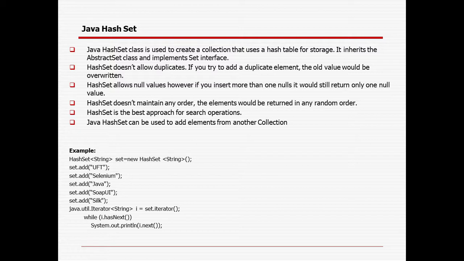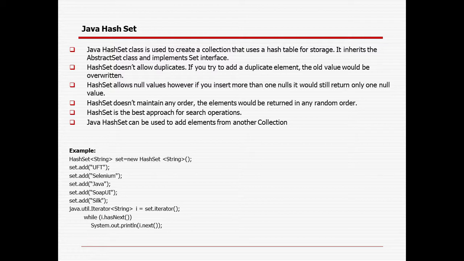HashSet allows a null value. However, if you insert multiple null values, it will return only one null value. HashSet does not maintain any order. Suppose you are adding elements one by one, whenever you want to display them, it will not maintain any order. The elements would be returned in any random order. HashSet is the best approach for searching operations. Suppose in a particular set you added multiple values, and you want to search whether a particular value is present or not, HashSet is very important for that case.